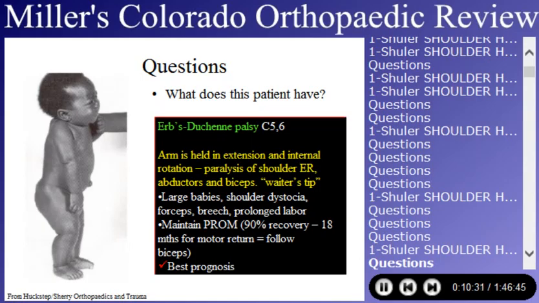Don't forget, I put down there additional information: large baby, shoulder dystocia, forceps, breech delivery, prolonged labor. You maintain passive range of motion, 90% recovery, and you follow the biceps. It's the best prognosis.